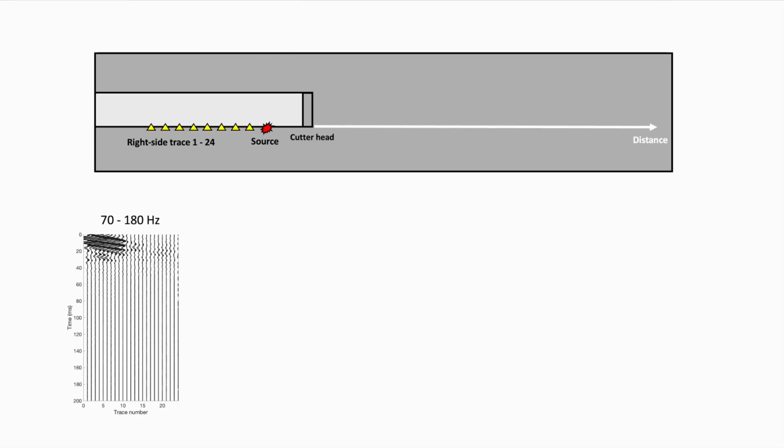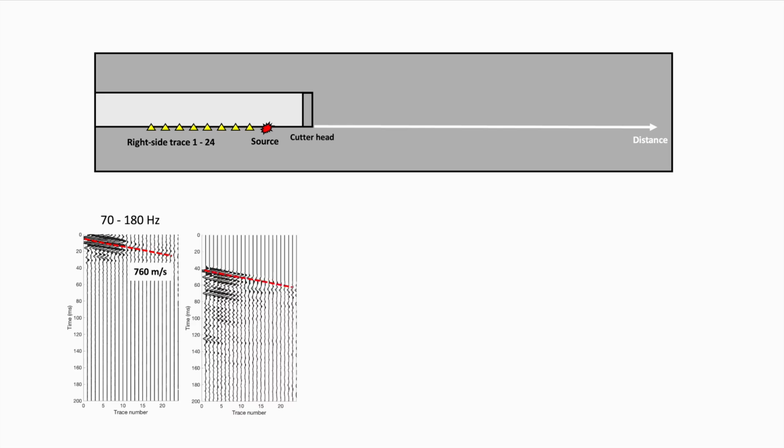This figure shows field data acquired by a 24-geophone array on one side of a TBM tunnel, filtered from 70 to 180 Hz. By picking the first arrival, we can estimate the surface wave velocity of the surrounding media. After removing the first arrival from the data, we can more clearly see the reflected events.